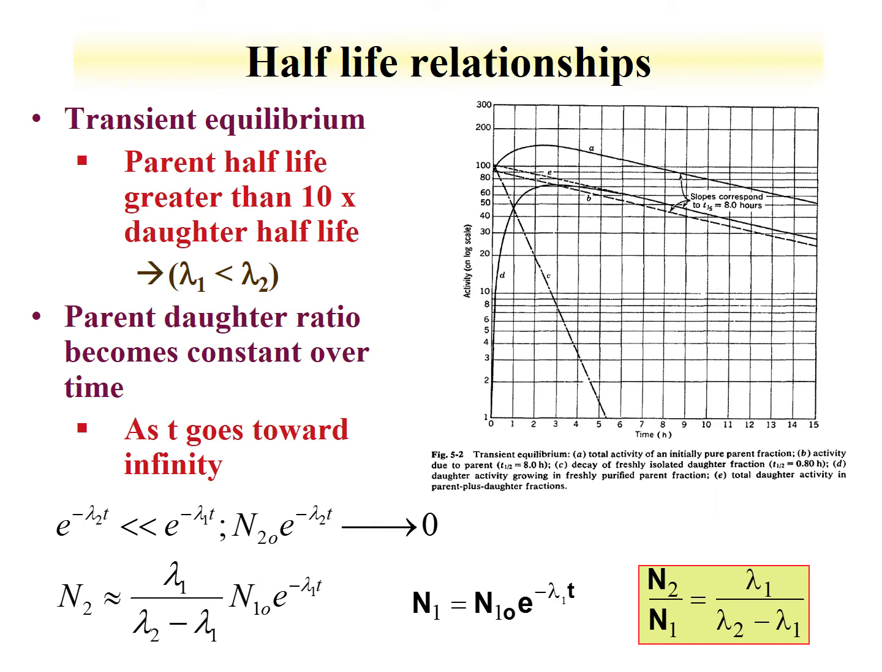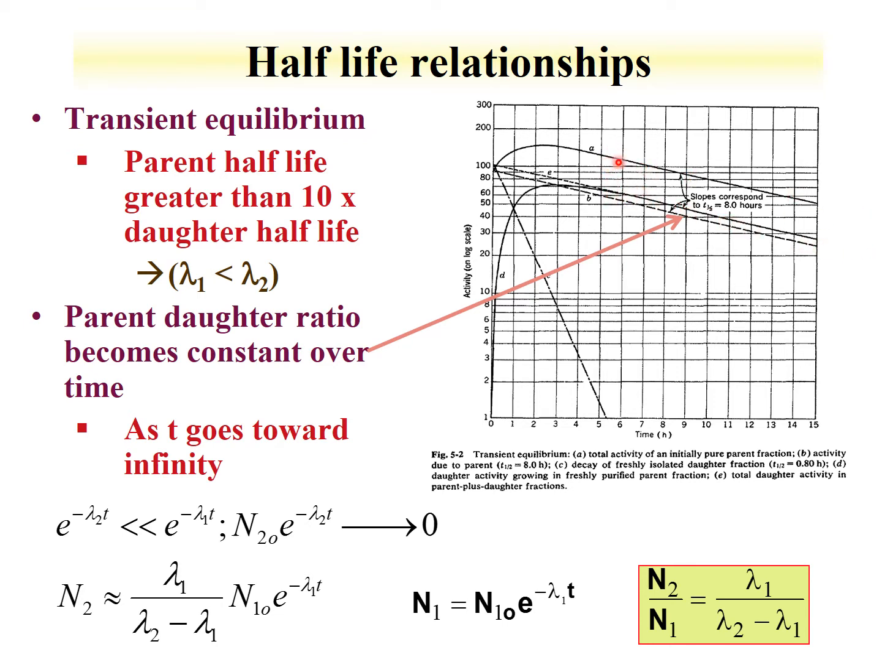Now let's go to a case where the parent half-life is greater than the daughter half-life. If it's around 10 times the difference, it's something called transient equilibrium. In this case, the parent-to-daughter ratio becomes constant over time. As shown in this figure, here are two isotopes, a parent and a daughter, undergoing transient equilibrium, transient because it's changing. The slopes are the same.